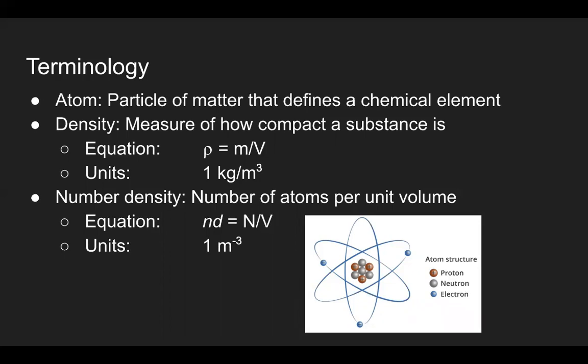Next is density. We have covered density when we talked about fluid mechanics. Remember, density is simply the mass per unit volume, which is an intrinsic property of how compact a substance is. There is also another form of density, which we'll call number density. Number density is basically the number of atoms per unit volume. In the equation, capital N represents the number of atoms. We can also compare the units between number density and density itself, as shown.